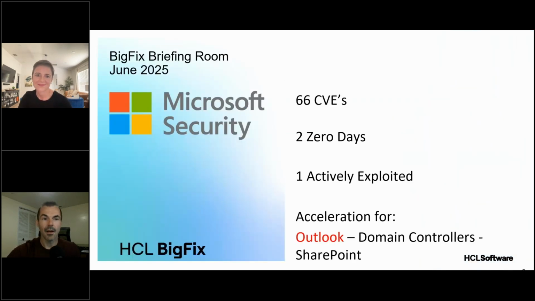Yeah, sure thing. So starting with the Microsoft walkthrough here, we've got a total of 66 vulnerabilities this month. Kind of a light number relative to the kind of huge things we've seen lately. There are only 2 zero days in this batch, which is surprisingly light. We've had many, many more than that usually. Only one of them is actively exploited, and we have some recommended acceleration for your patching for Outlook, for domain controllers, and for SharePoint this month.